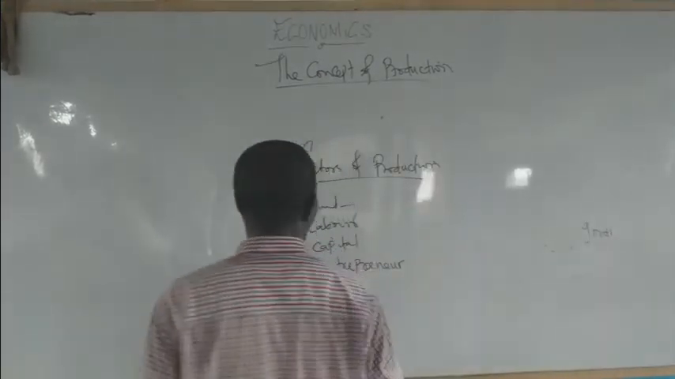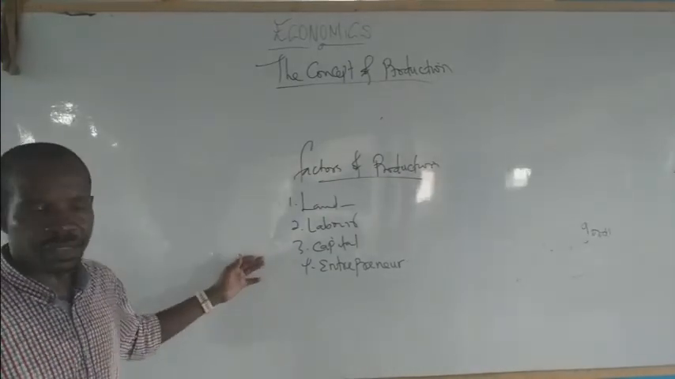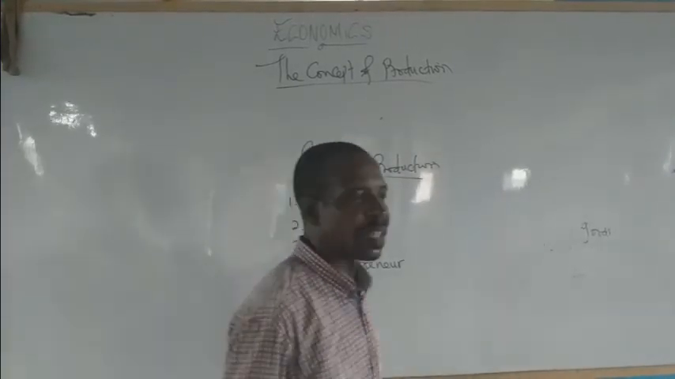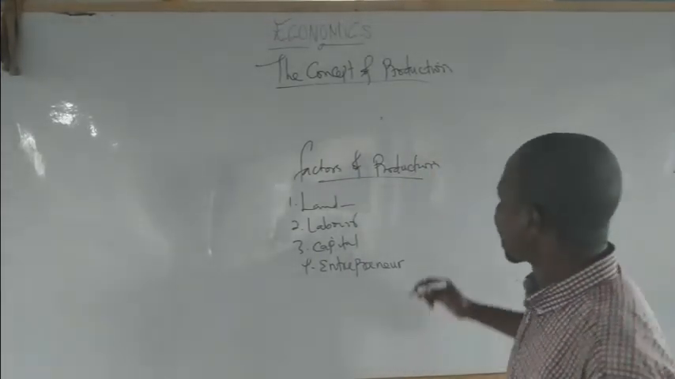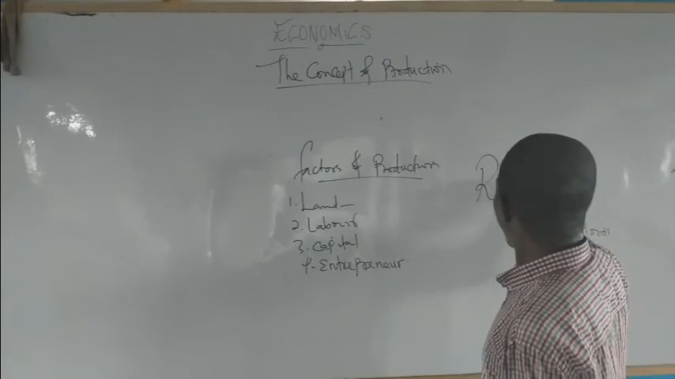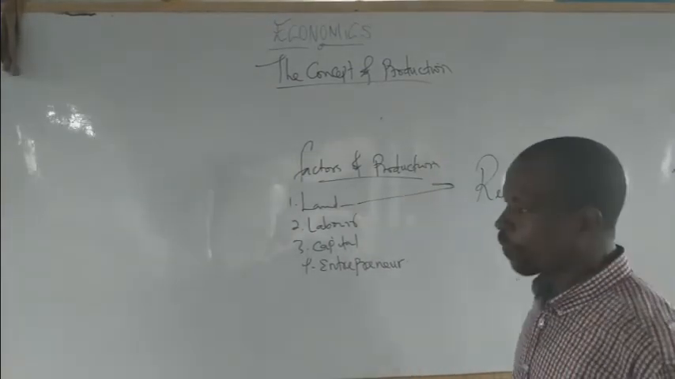All these factors have their economic uses, and most times they will tell you they have their rewards. If you don't call them rewards, you call it economic uses. The economic use of land is rent. Or the reward for land is what? Rent. The reward for land is rent.